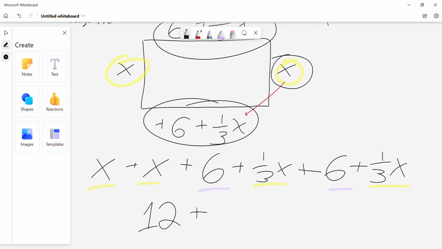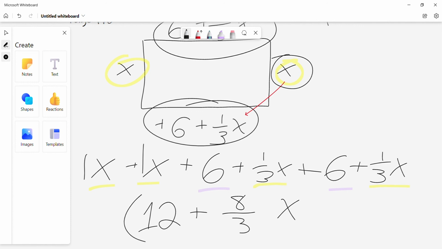So I have 1x plus 1x plus 1/3 x plus 1/3 x. 1 plus 1 plus 1/3 plus 1/3 is 2 and 2/3 x, if I wanted to use mixed numbers. I don't like mixed numbers. I'm going to go ahead and rewrite that as an improper fraction. So 2 2/3 x is 8/3 x. 8/3 times x. So this is the perimeter in yards.